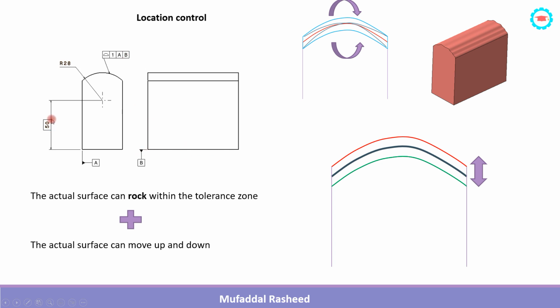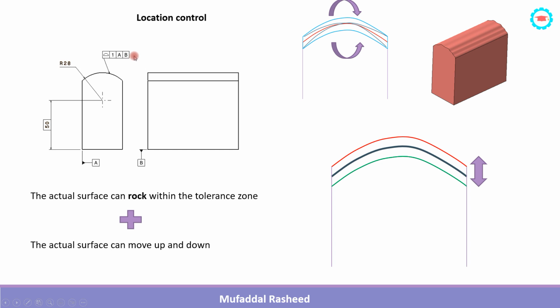And there is an additional basic dimension which has been given over here, which is originating from the datum feature B and which is locating the center of the curve, the curve which is having a radius of 28. So that basic dimension is locating the surface feature with respect to datum feature B. So this feature control frame also adds a control in location.